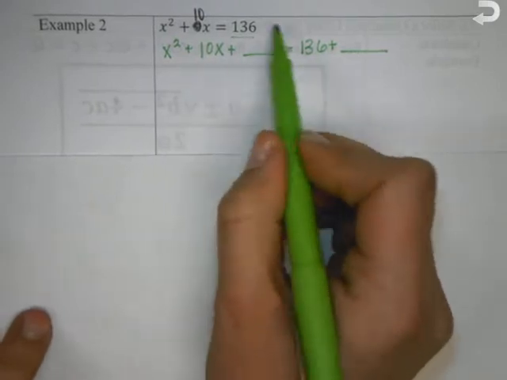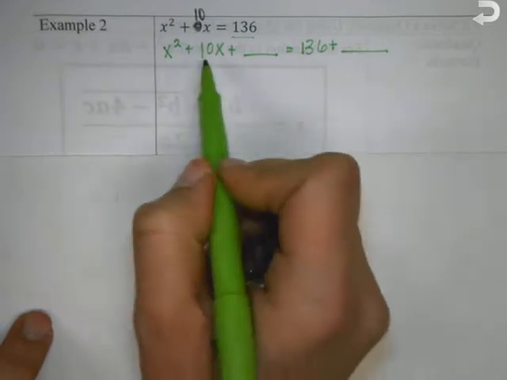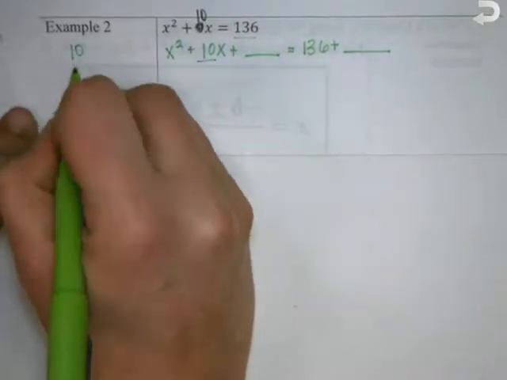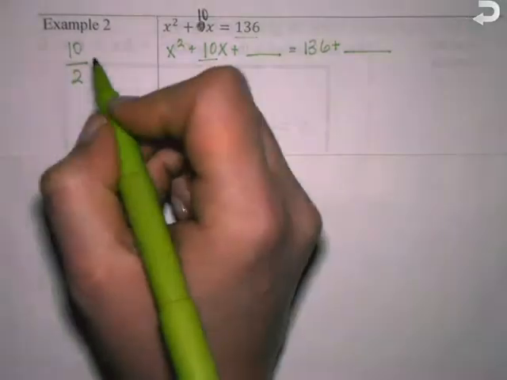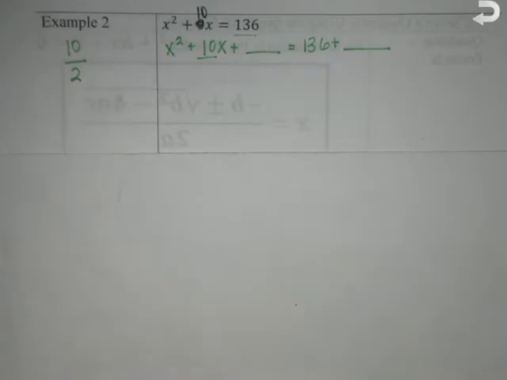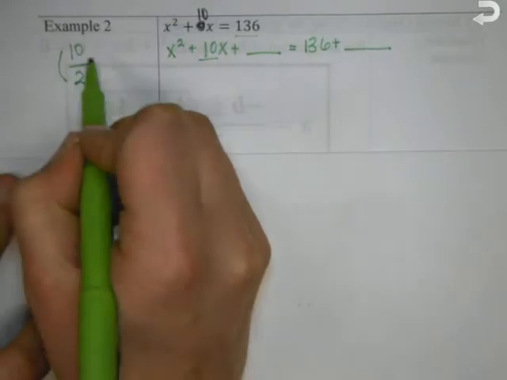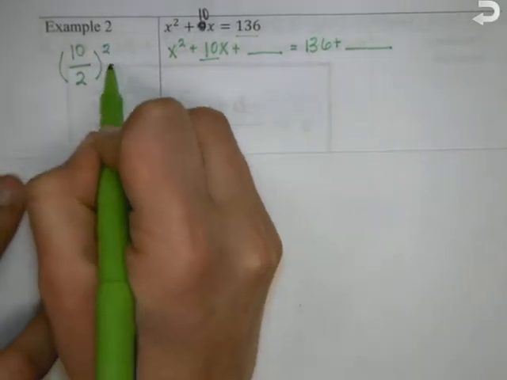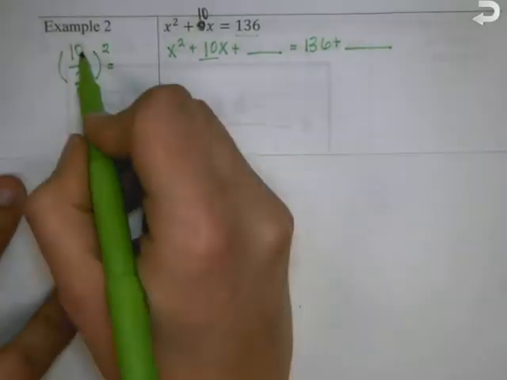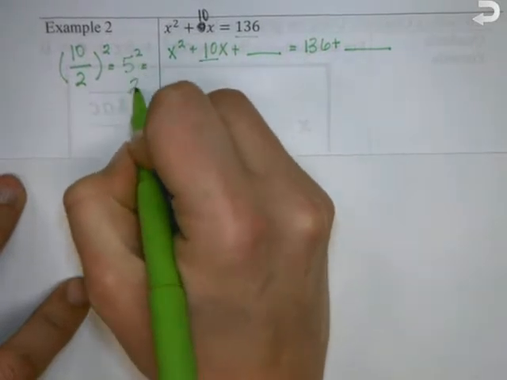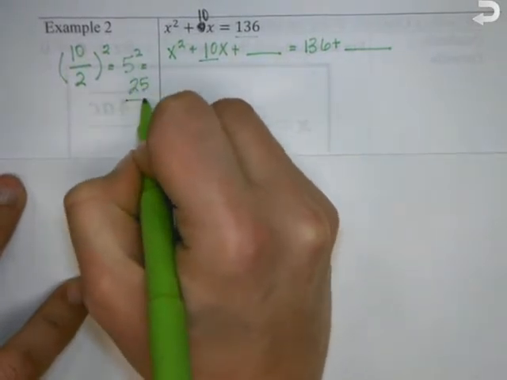So I take the middle term, which is positive 10, divide it by 2. Sorry guys, the lights went off on me. I take the middle term 10, divide it by 2, and then I square the whole thing. So that's going to give me 10 divided by 2, which is 5, squared, which gives me 25. So I'm going to take that 25 and fill it into both of the blanks.